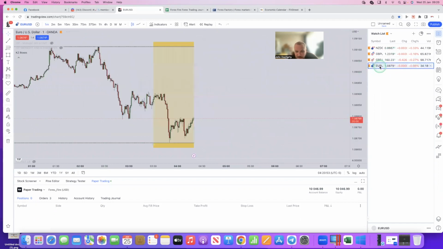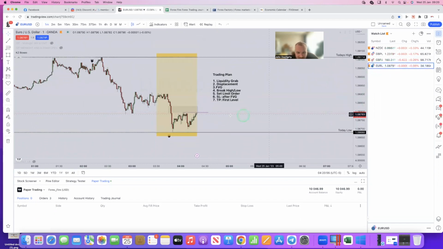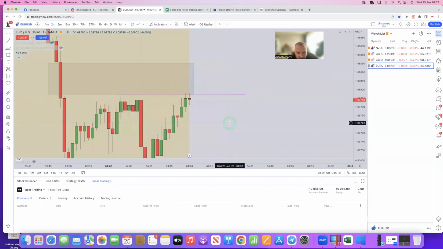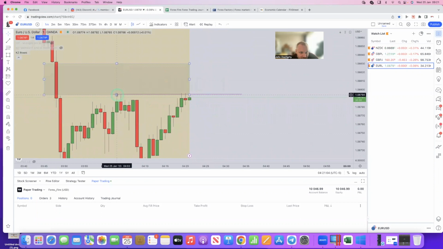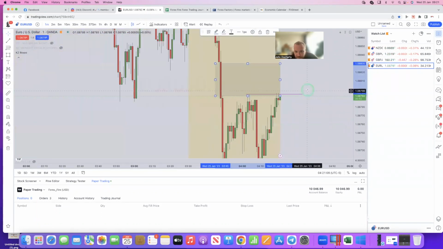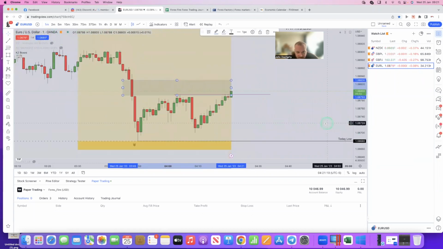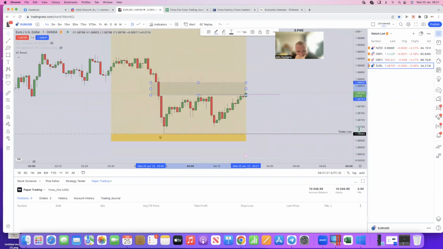And that's Euro USD. There's the touch, or not quite the touch, coming into the imbalance. Yeah, it's come into the imbalance just. It's mitigated into it. Now it's going to play through it, hopefully, or it may continue down to the lower side.